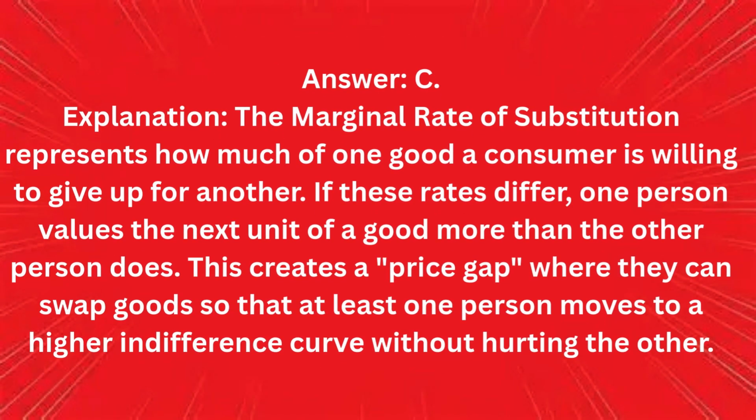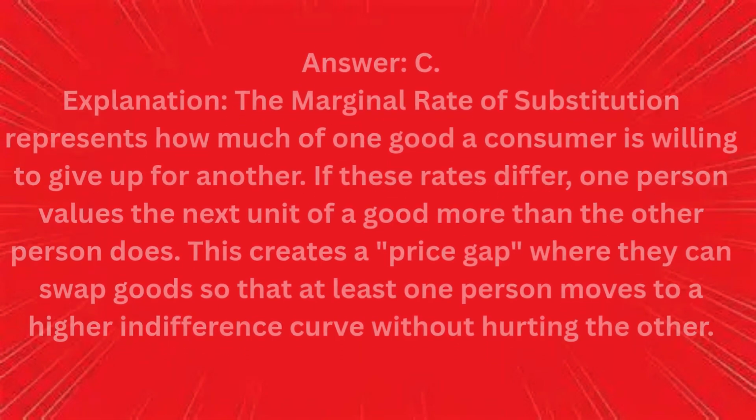Answer: C. The marginal rate of substitution represents how much of one good a consumer is willing to give up for another. If these rates differ, one person values the next unit of a good more than the other person does. This creates a price gap where they can swap goods so that at least one person moves to a higher indifference curve without hurting the other.